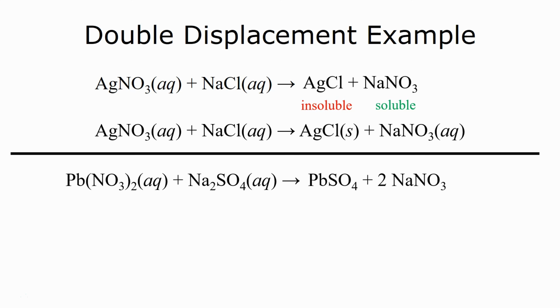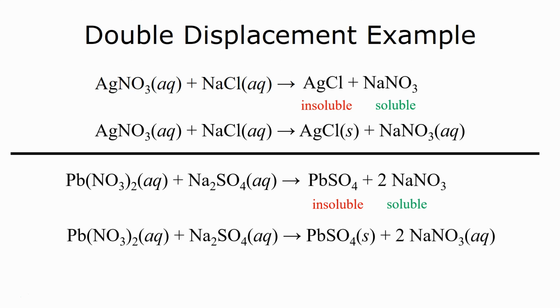Did you get them? That's right. Lead sulfate is insoluble, and again, as above, sodium nitrate is soluble. So we would write this equation: aqueous lead nitrate plus aqueous sodium sulfate go to make solid lead sulfate, and 2 sodium nitrate, aqueous.